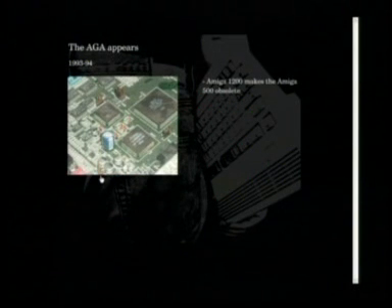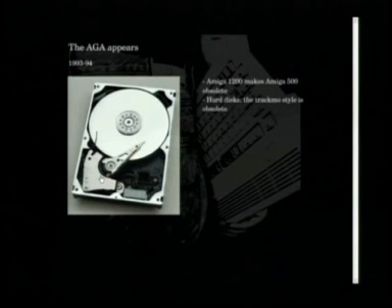Later, the AGA appeared in 1993-94, when the Amiga 4000 and Amiga 1200 appeared. It made the Amiga 500 obsolete. And the hard disk appeared on the Amiga scene. It made the trackmo style obsolete. Now the demos were running from the hard disk. The trackmo was obsolete, and there were no floppy disks required anymore. They were in use, of course, but the demos from then on were all file demos, as they call them.